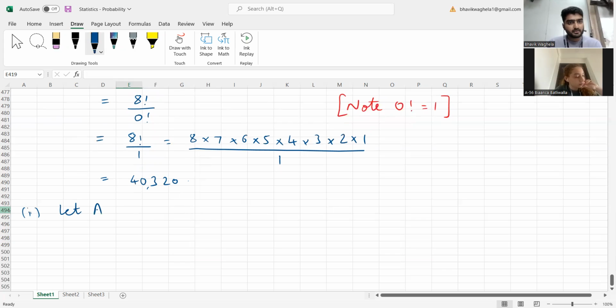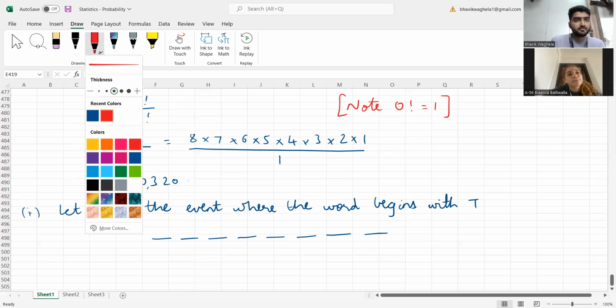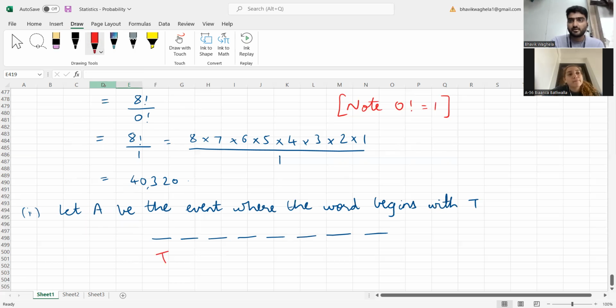Now, the first part. We will write: let A be the event. Here you will have to define the event because they have not defined it for us. Let A be the event where the word begins with T. There are 8 spaces: 1, 2, 3, 4, 5, 6, 7, 8. Now they are saying that the word should begin with T. So in how many ways can I put T in the first place? One way, because you have only one T and only one place.